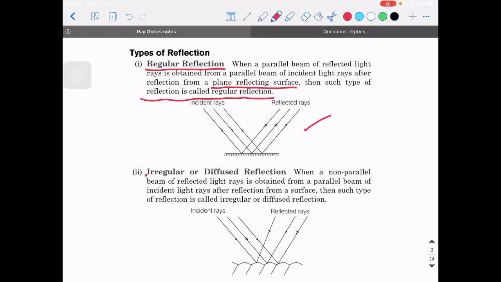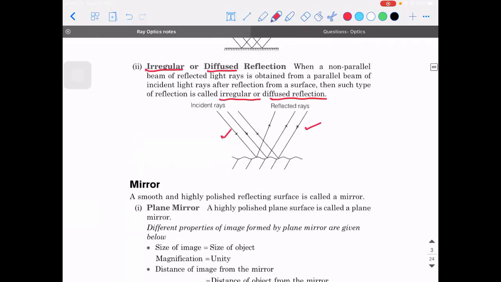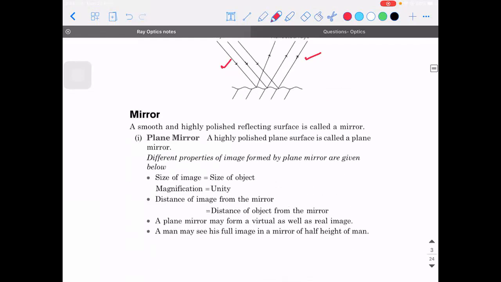The other one is called irregular or diffused reflection. Diffused means diverting from their actual path. When a non-parallel beam of reflected light rays is obtained from a parallel beam of incident rays, then that kind of reflection is called irregular or diffused reflection. So what are the objects which have the tendency to reflect? They are mirrors. So what is a mirror?